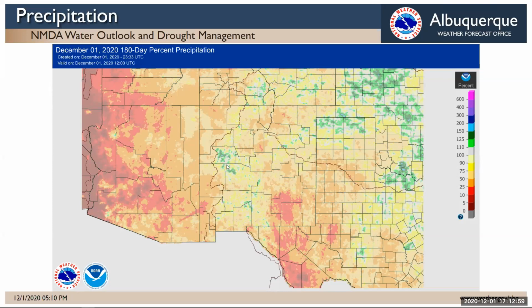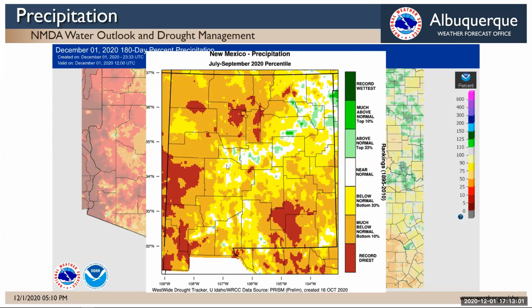This is probably a little bit better telling of the story. This is another product that uses data back through 1895, a gridded data set here that puts things in perspective. So this is the monsoon precipitation for July through September. Generally, monsoon season is considered July 15th through September 30th in the Southwest. But look at those months all together.